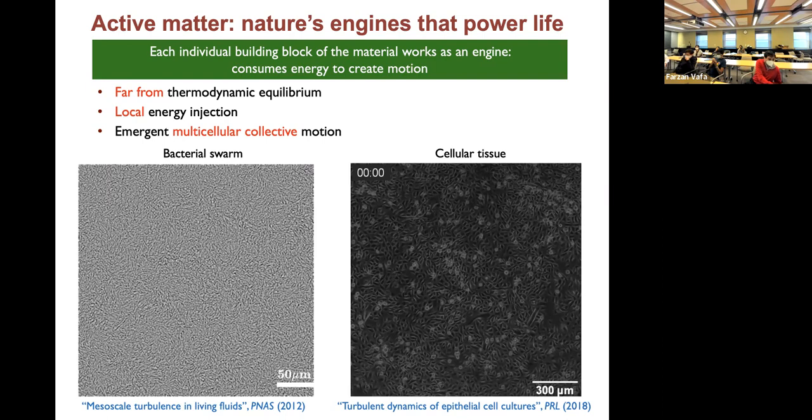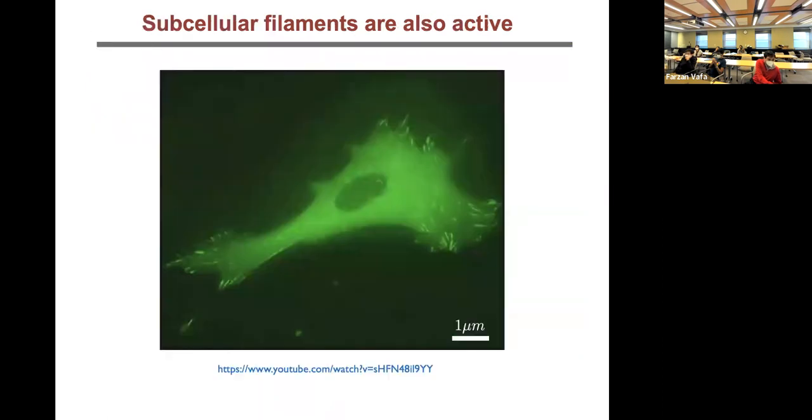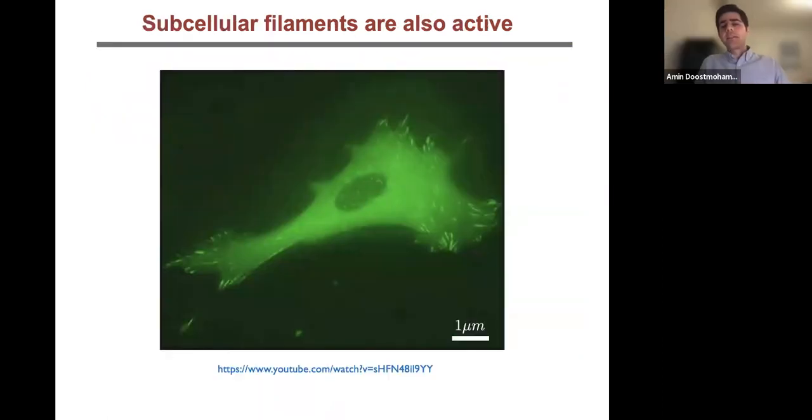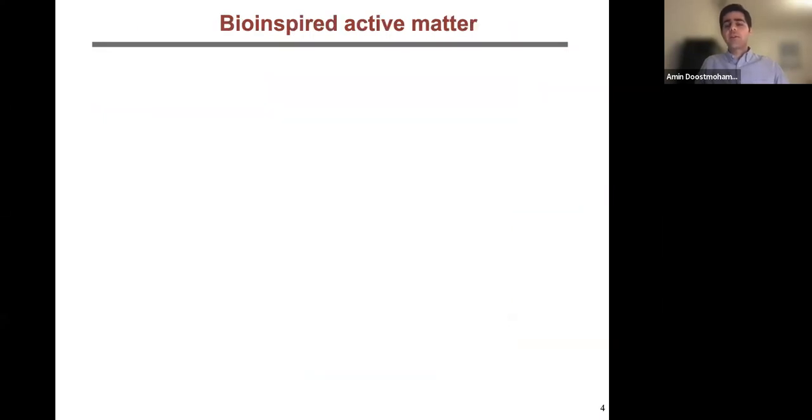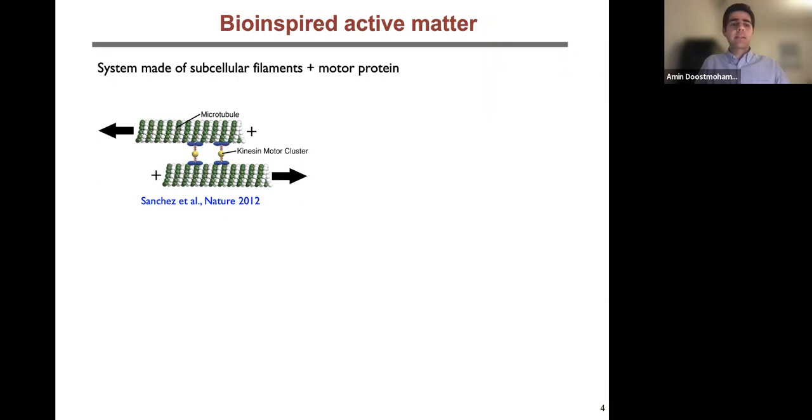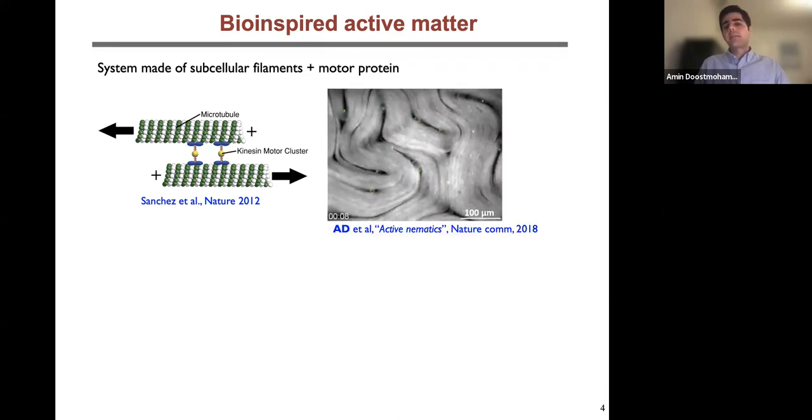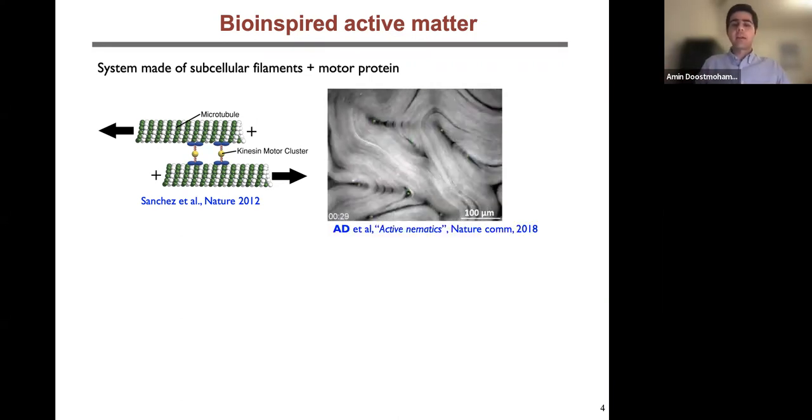Thank you. Yes, thanks. So these are the natural examples, but we can also learn from nature to build our own materials that are capable of creating these collective flows. A very successful example has been these systems made of subcellular filaments, taking microtubules from inside a cell and mixing them with kinesin motors, and then having bundles of this. They also produce these collective flows.